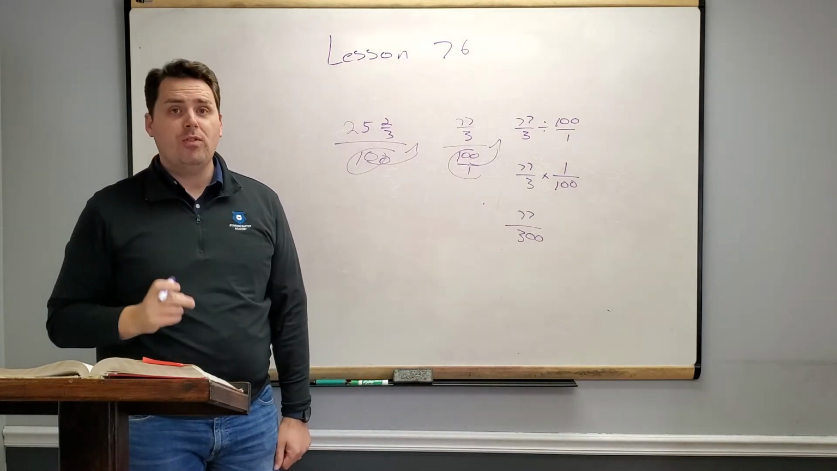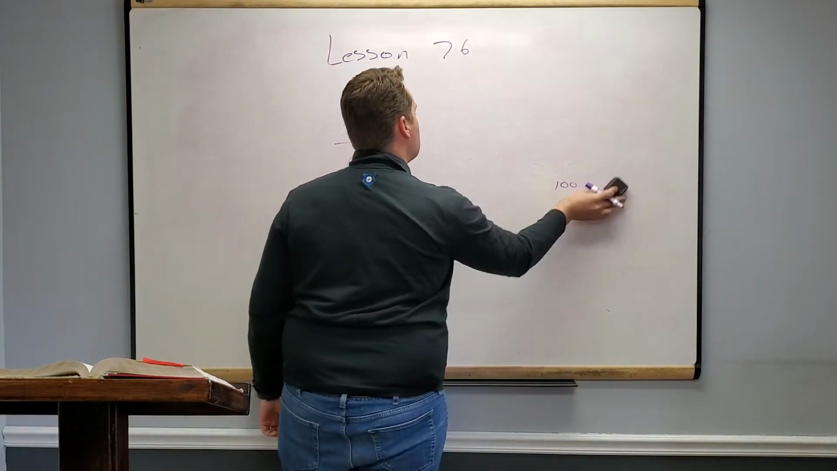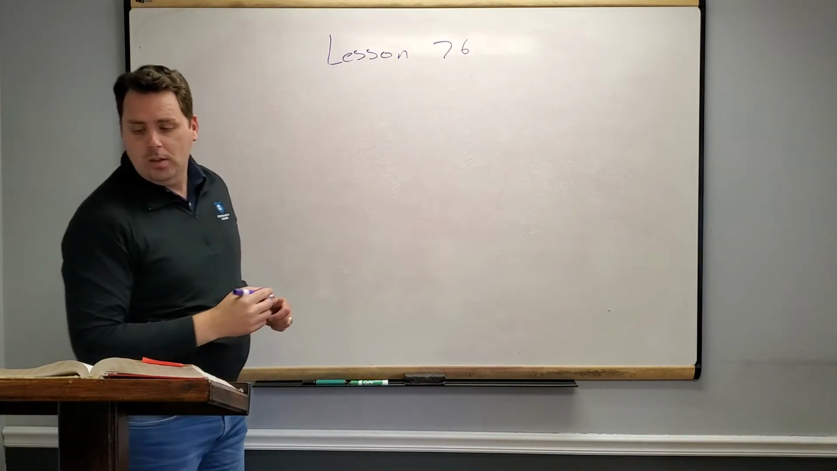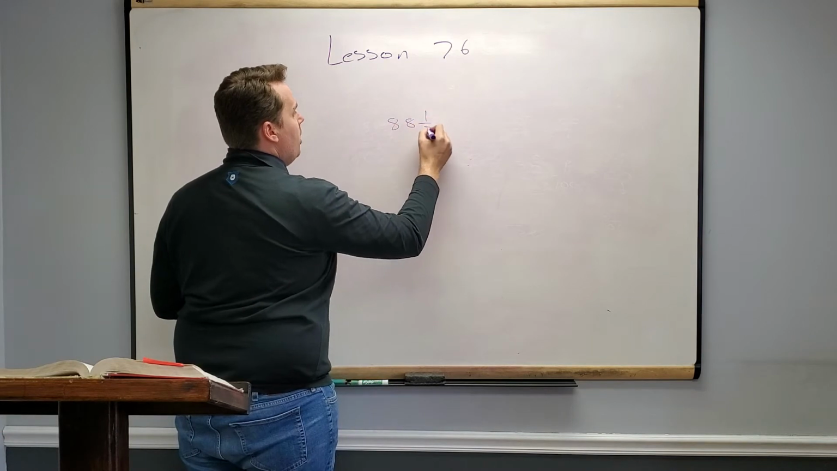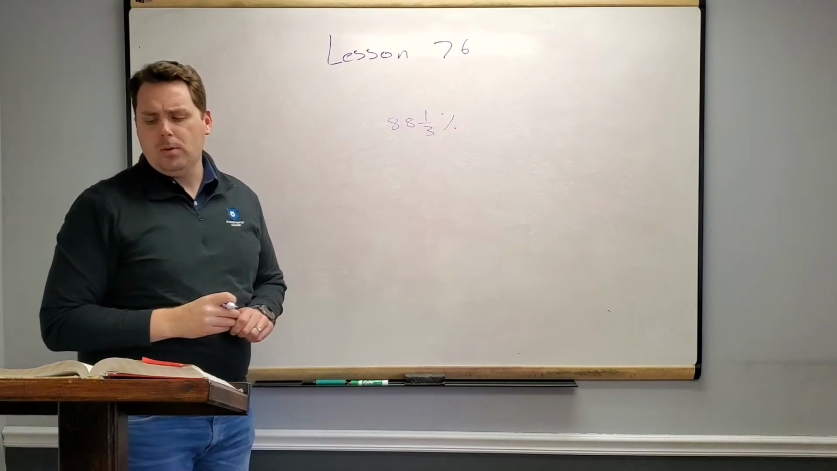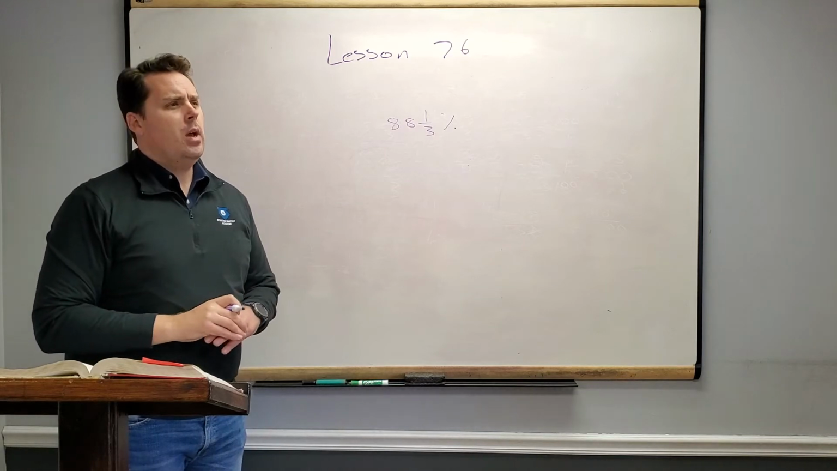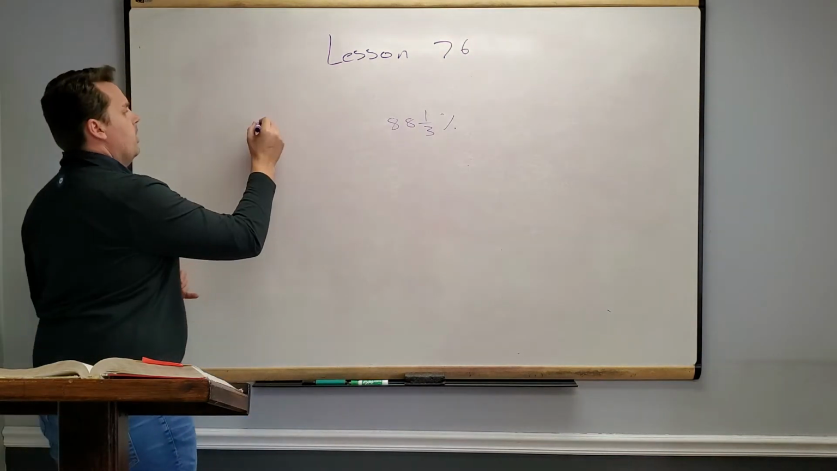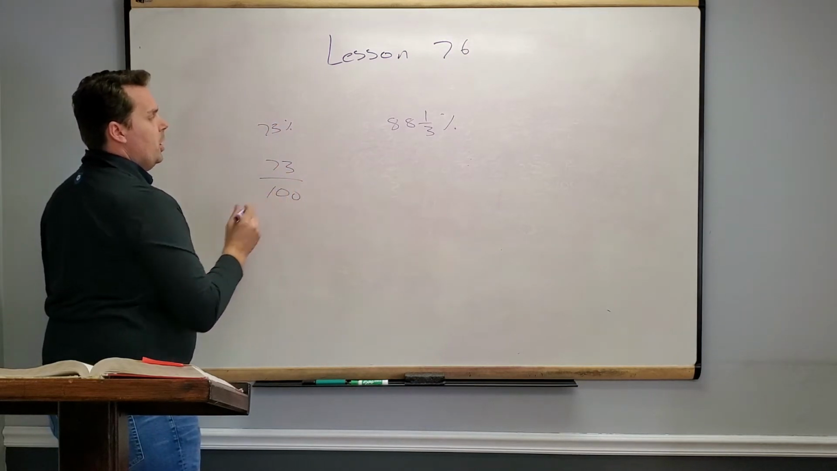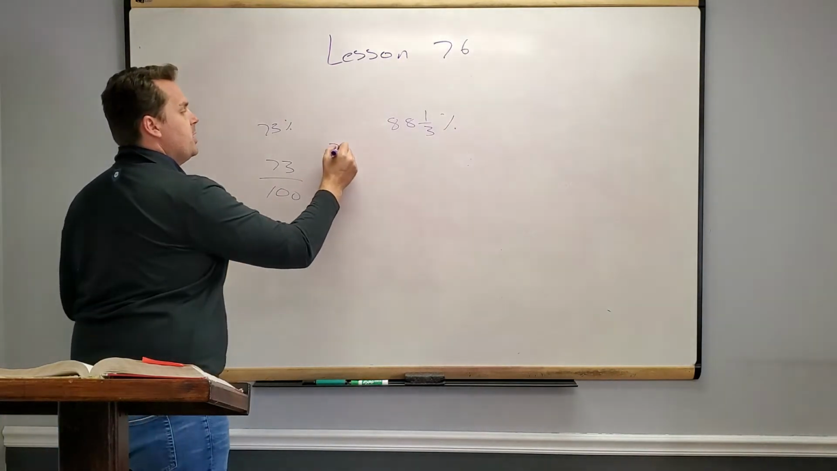Let's take a look at example number 4, making percents into fractions. Example number 4, change 88 and 1/3% into a fraction. So 88 and 1/3% is based on the greatest you can have being 100%. So every percentage, if I said, let's say 73%, I'm really saying 73 over 100, because how do I write 73% as a decimal? Well, I write it 0.73.